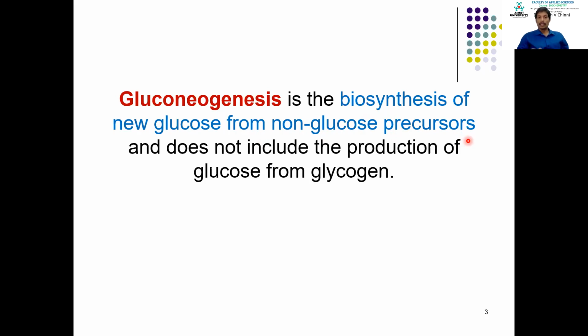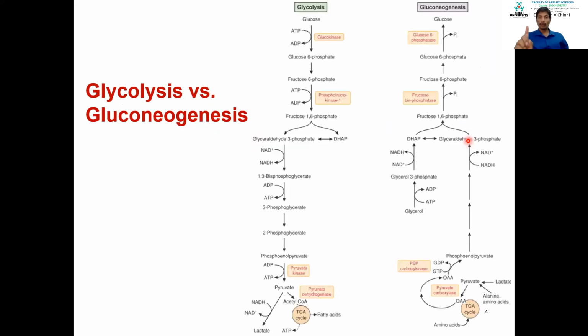But if you don't have enough of those and you need to maintain the concentration of the glucose inside the cell and the body and the blood, that is very important. So gluconeogenesis plays a very important role. Thus it will synthesize the glucose from other, non-glucose precursors. So one of the ways is the reverse of glycolysis.